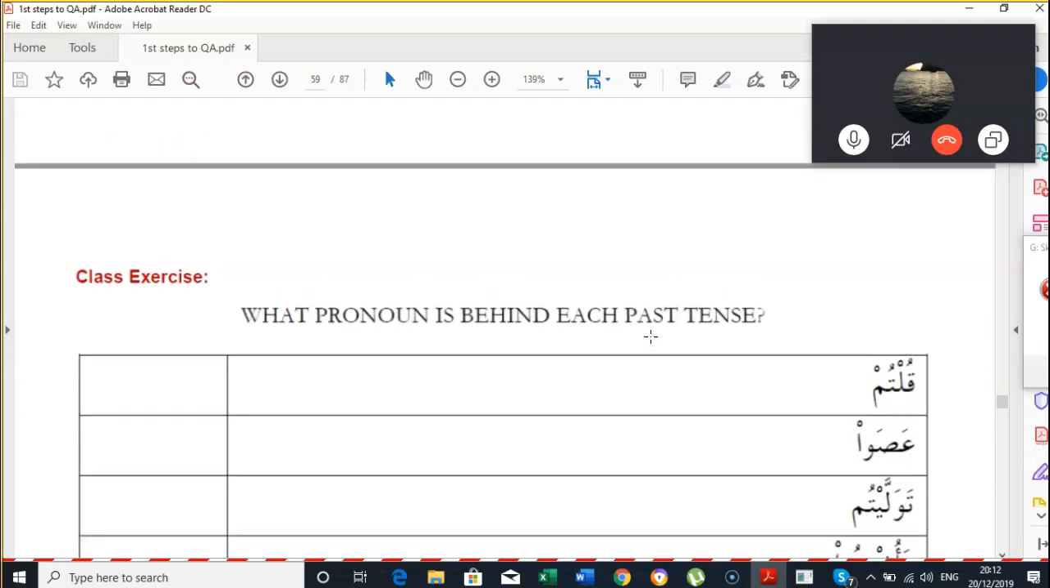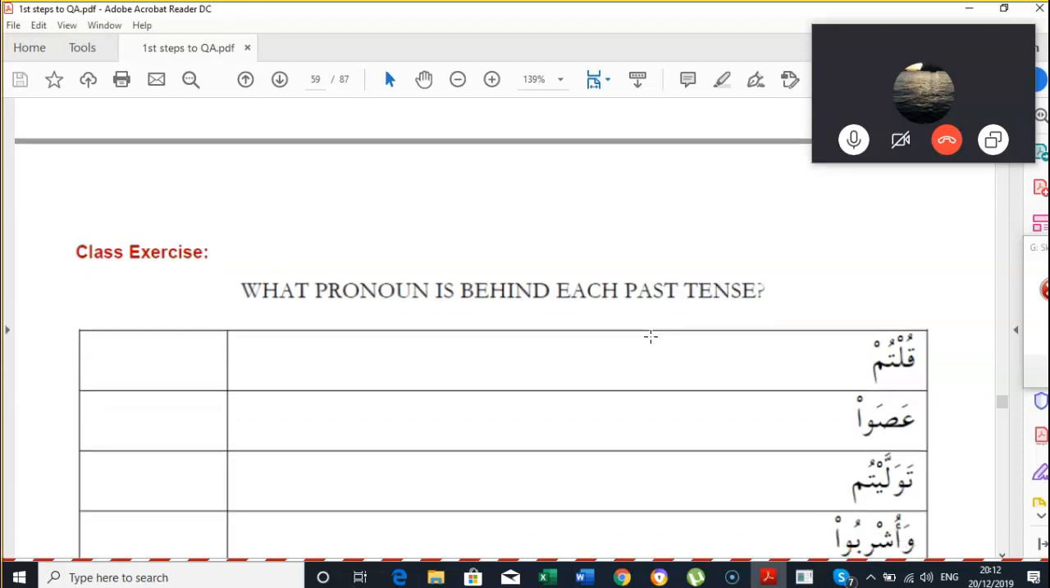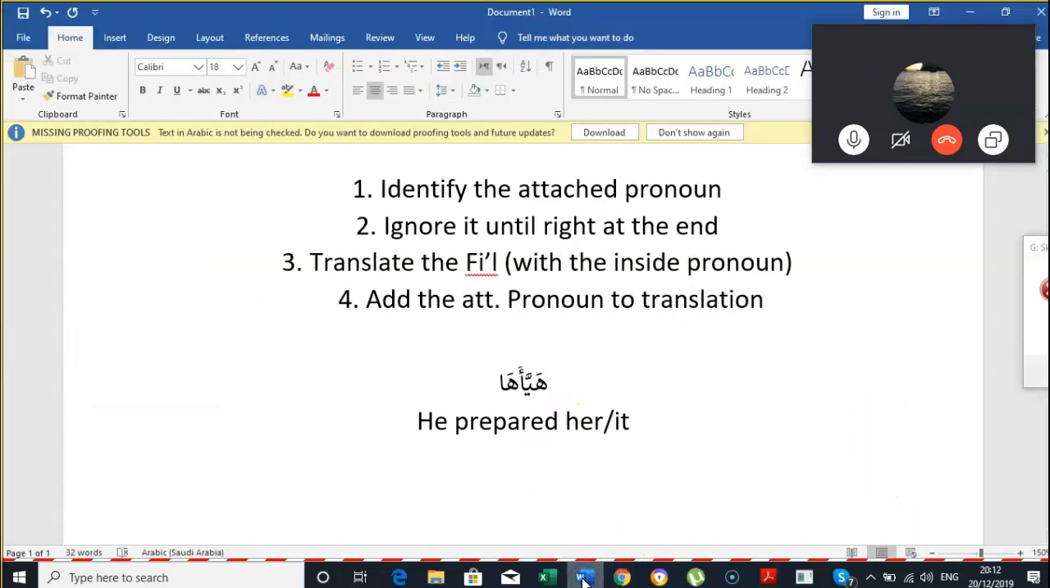Obviously we don't have the context, so we don't know what he's talking about. It could be either. So hayya'a would mean he prepared it, because there are two words there. Remember the mistake you're going to make is that you look at the attached pronoun, think, okay, I know what that means, and then put that pronoun inside the fi'l. I think the first example we saw was nasarakum. We would make that into she prepared it.